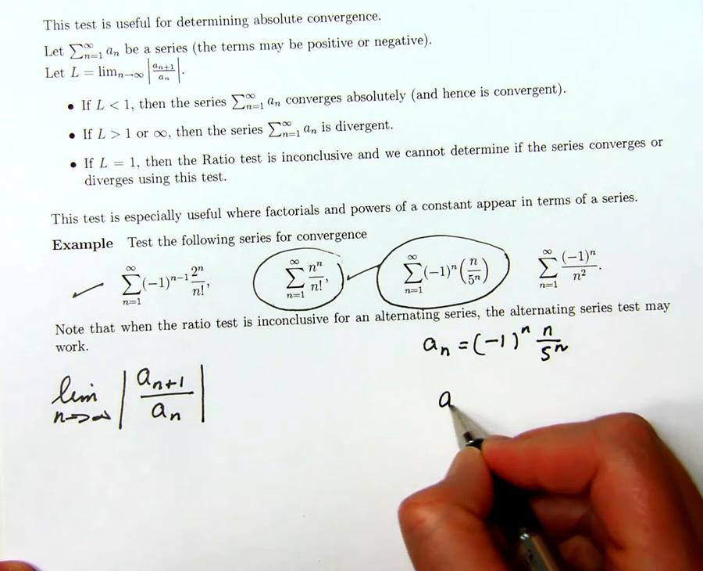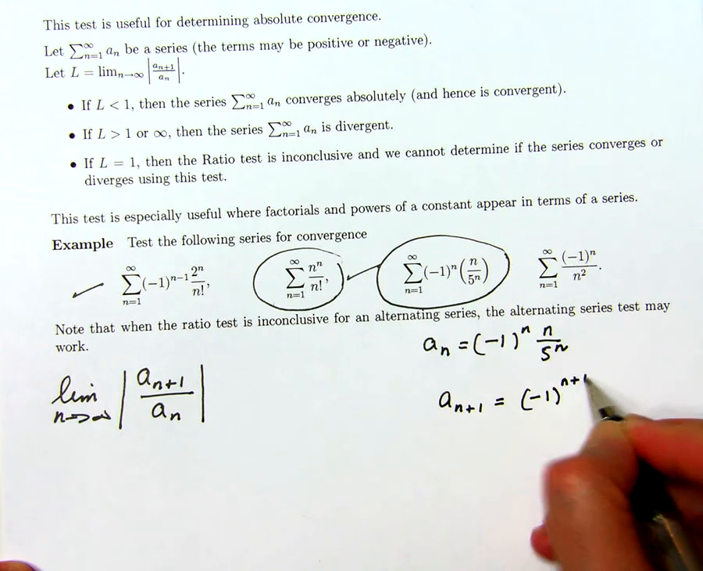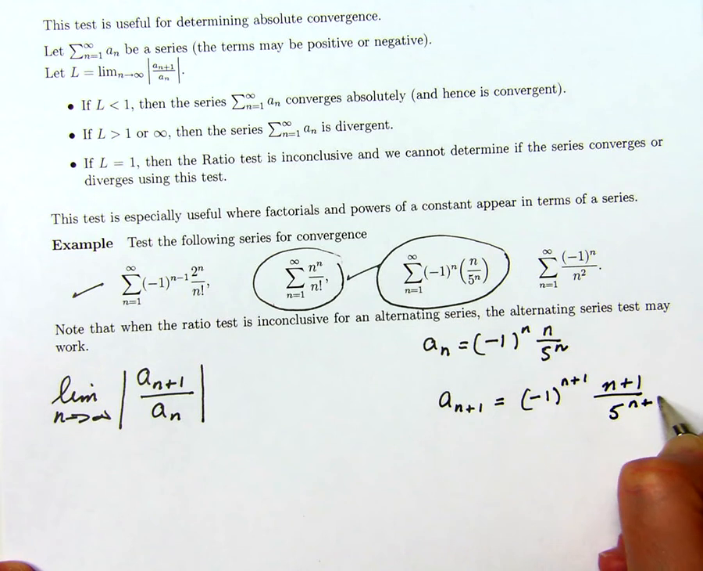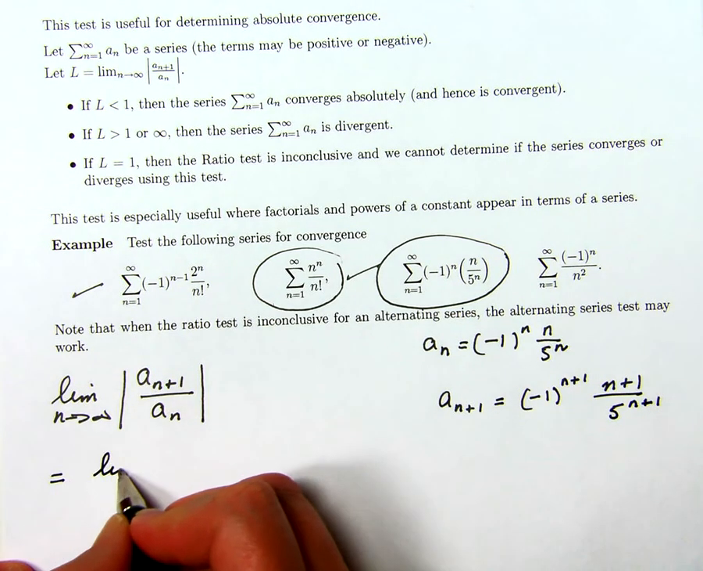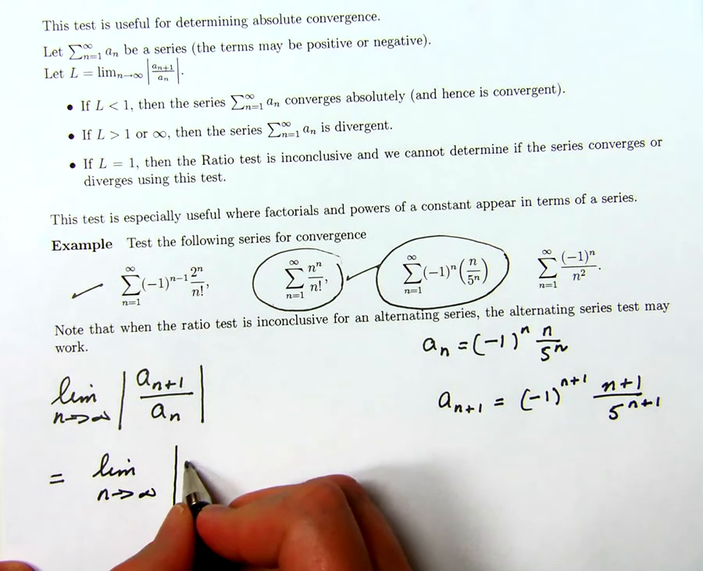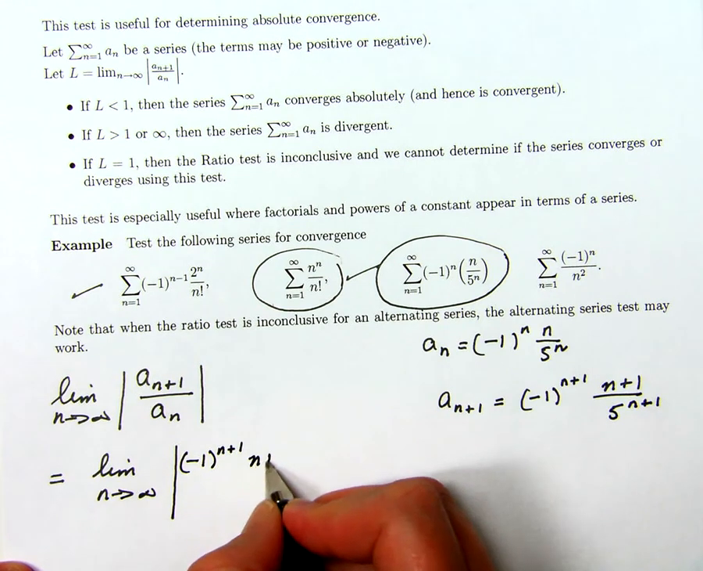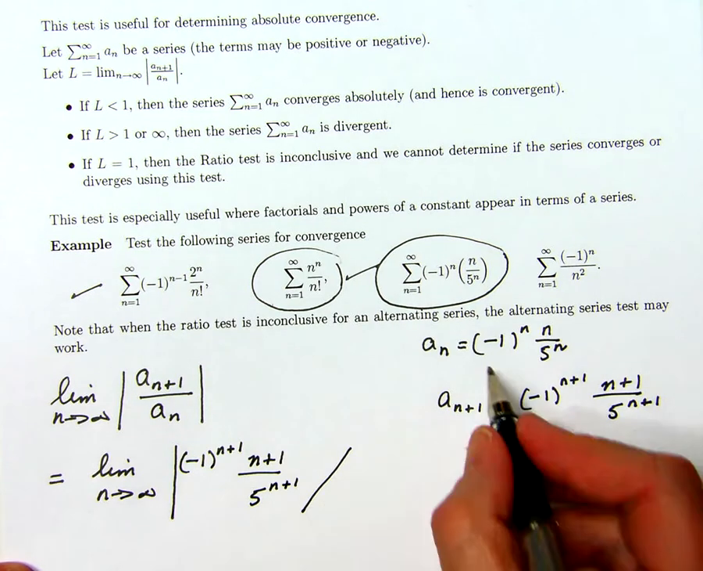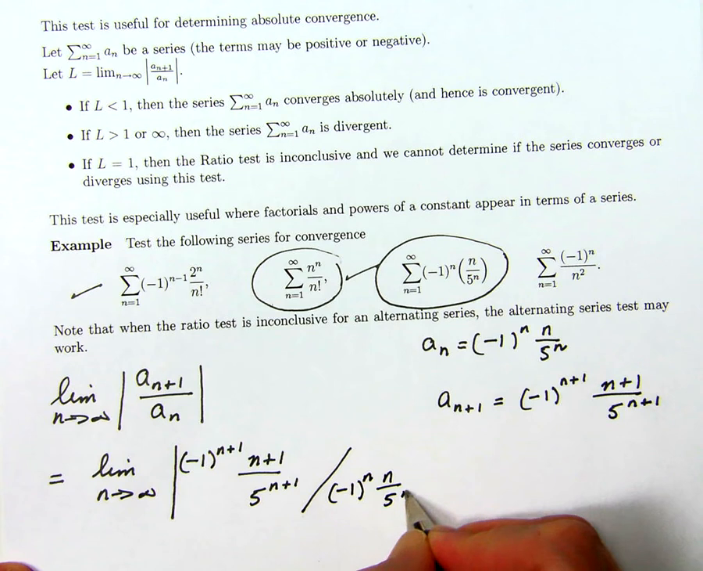And a_(n+1) is what I get when I replace every n in that formula by an n plus 1. Now I fill in the details here. This is the limit as n goes to infinity of the absolute value of a_(n+1), which is (-1)^(n+1) times (n+1) over 5^(n+1), divided by a_n, which is (-1)^n times n over 5^n.